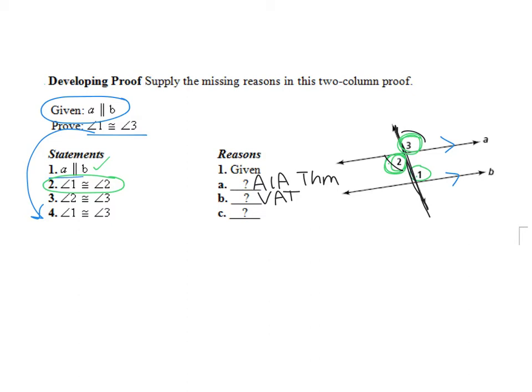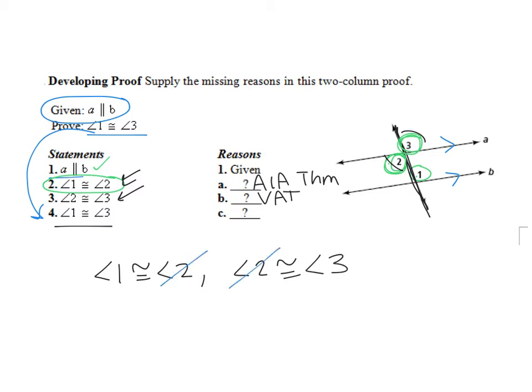So now I'm down to the last line. So I need to look up the previous lines. Angle 1 is congruent to angle 2, angle 2 is congruent to angle 3, I don't even need this middle part. I can conclude that angle 1 is congruent to angle 3. That is by the transitive property. So I fill in transitive. And then that's it.